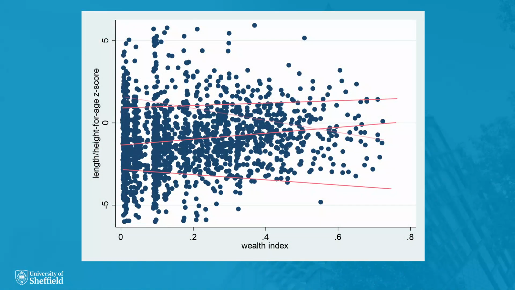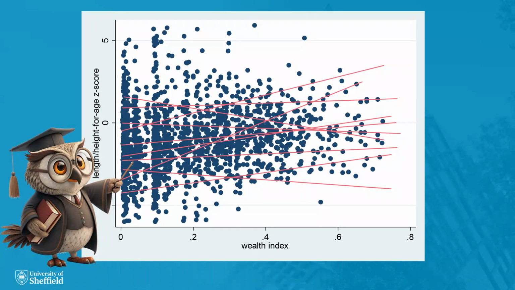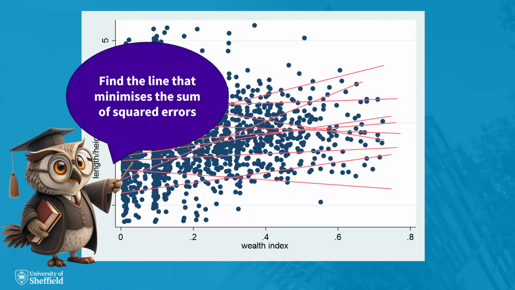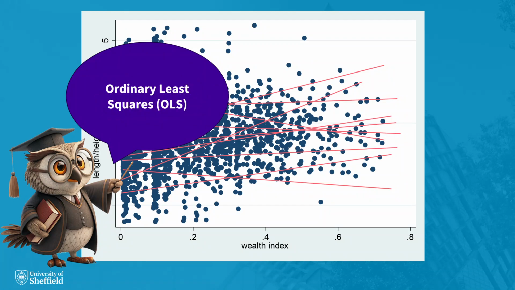After all, there are an infinite number of different lines we could draw through the data. How do we know which of these lines is the best estimate for the true population regression line? Many years ago, statisticians came up with a method. Find the line that minimizes the sum of squared errors. We call this the ordinary least squares method, or OLS for short.